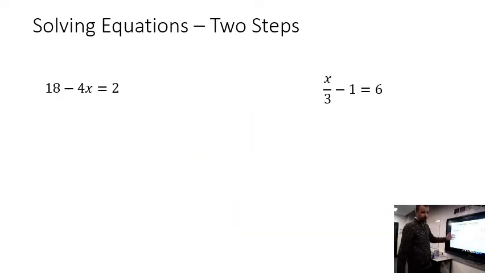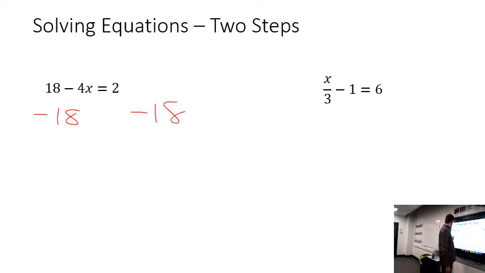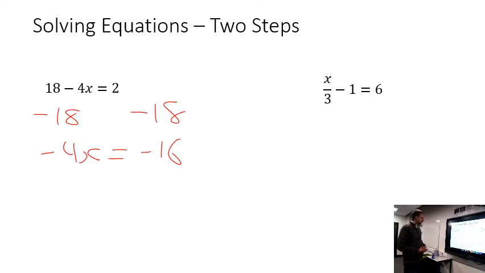Okay, I want to get negative 4x by itself. What's the opposite to adding 18? Subtracting 18. So I have negative 4x is equal to negative 16. Then I want to get x on its own. What's the opposite to multiplying by negative 4? Dividing by negative 4.